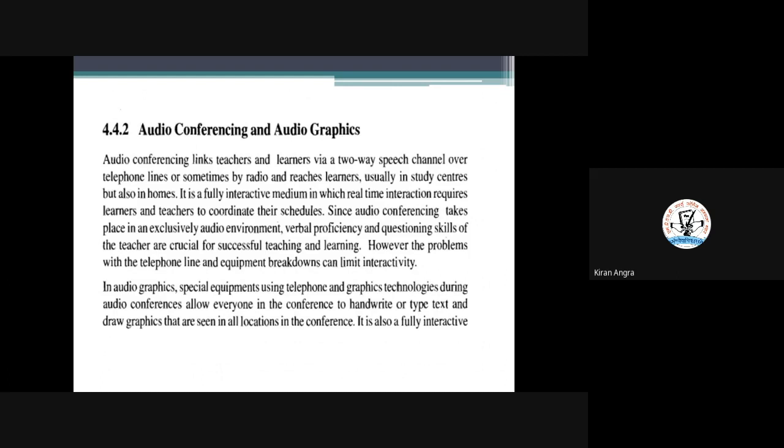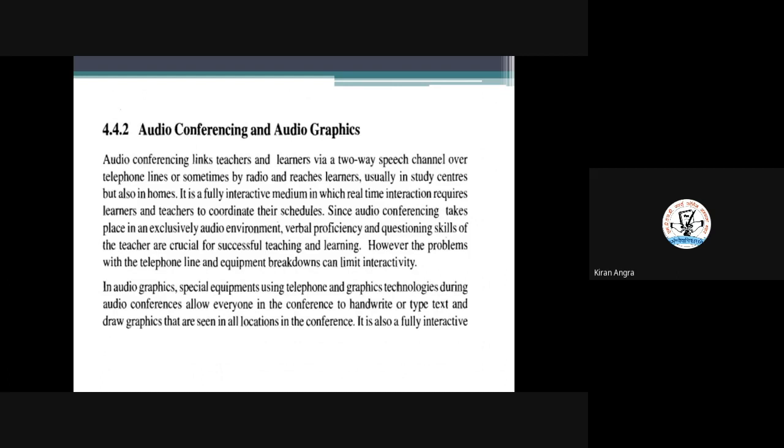While taking this audio conferencing, it is very important for the teacher to take care of their audio environment. There should not be noises. The verbal proficiency should be there, so that the teaching learning takes place in a successful mode.